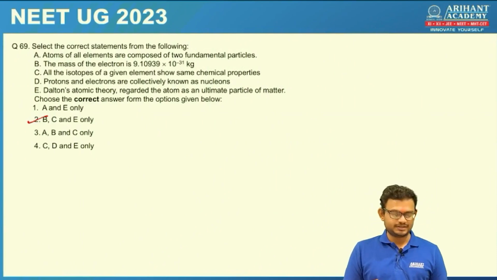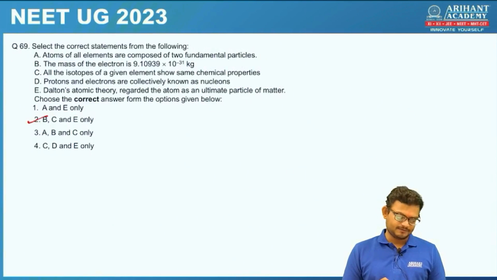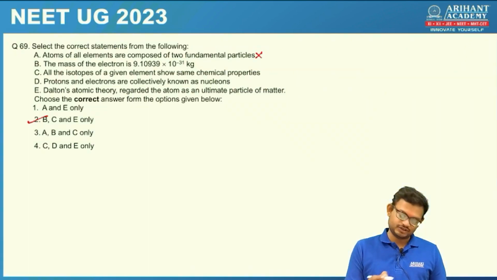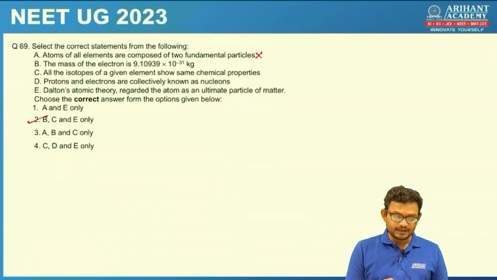Let's move to the next question again. They are asking us to select the correct statements from the following. Atoms of all elements are composed of 2 fundamental particles. Definitely an incorrect statement. The mass of an electron, 9.1 into 10 raised to minus 31 kg, is a sensible one. So option B is correct. All the isotopes of a given element show the same chemical properties is also a correct option. Protons and electrons are collectively known as nucleons.